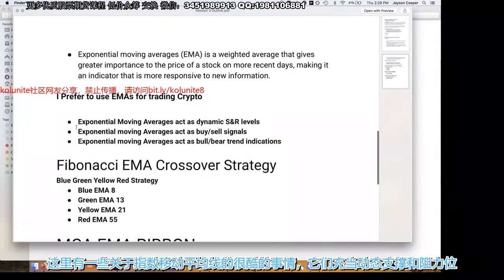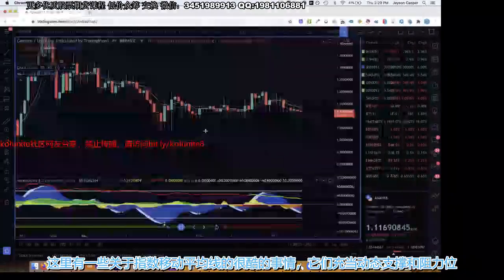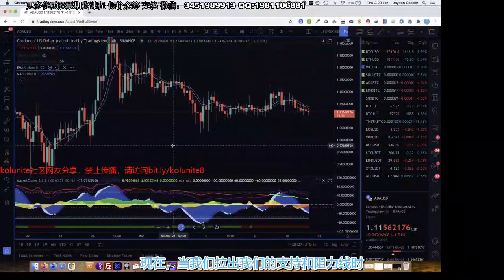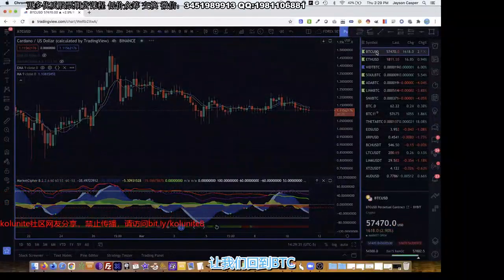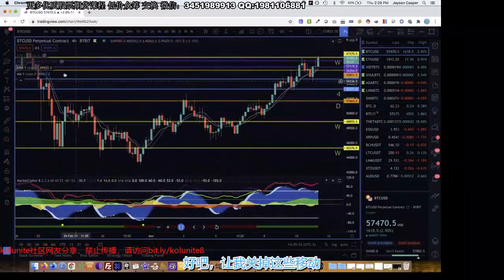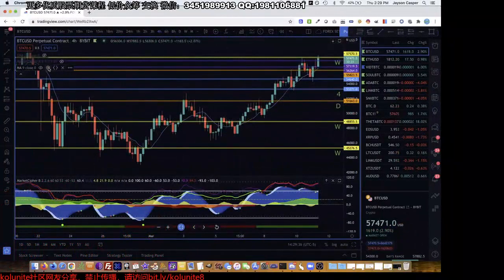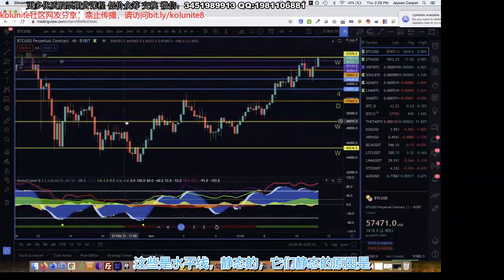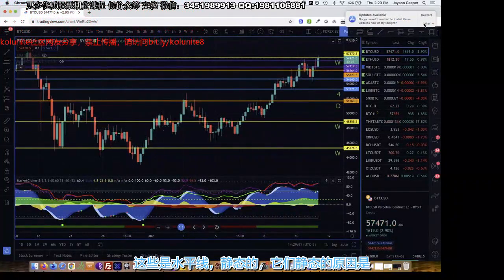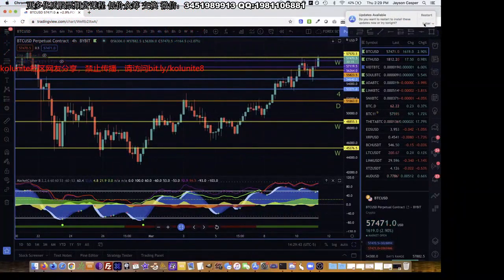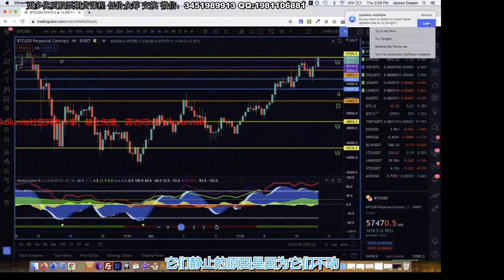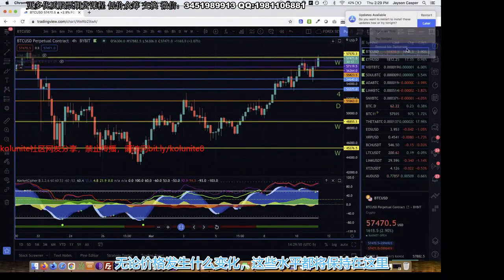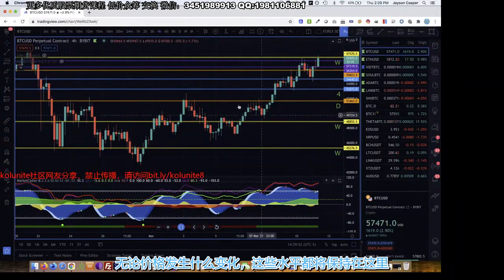So here's some cool things about exponential moving averages. They act as dynamic support and resistance levels. Now, when we were drawing out our lines of support and resistance, they were horizontal lines. Let's get back to BTC, and let me turn off these moving averages. These are horizontal lines. They're static. The reason they are static is because they're not moving. Those levels are going to stay here no matter what happens to the price.